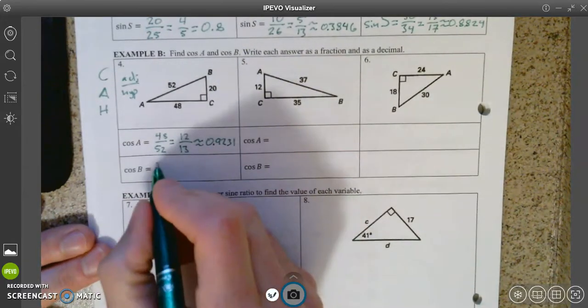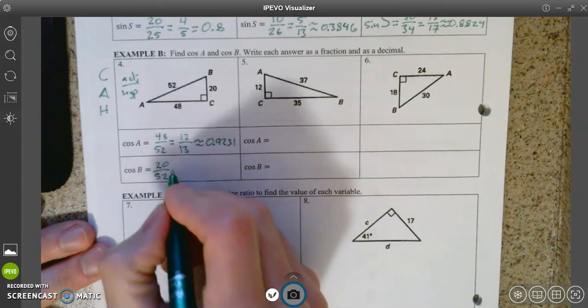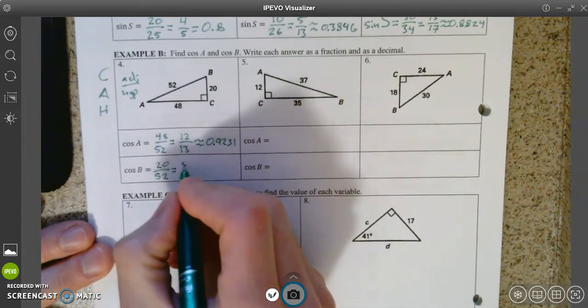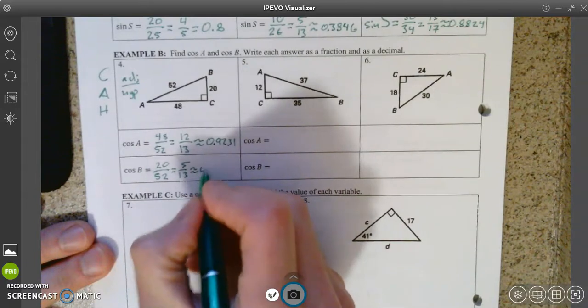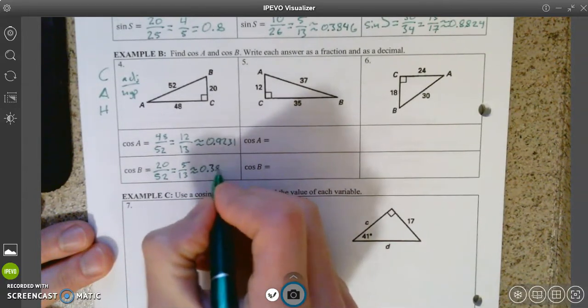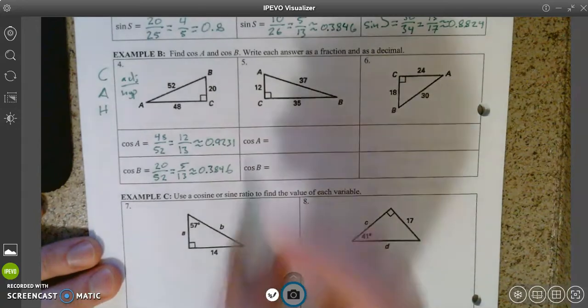And then cosine of B, so again adjacent. So adjacent is the length of 20 over the hypotenuse, which is 52. 4 goes into both of those, 5/13 times. And that's approximately 0.3846.